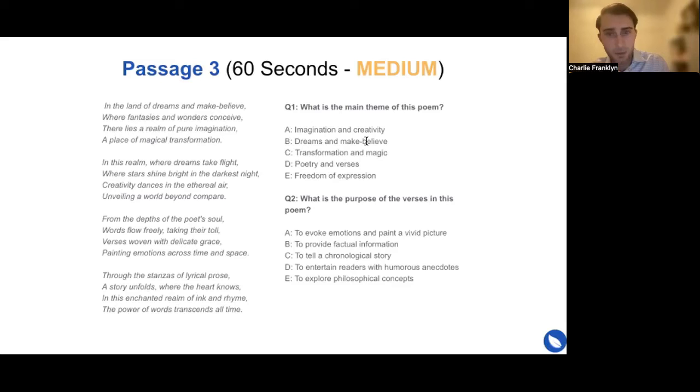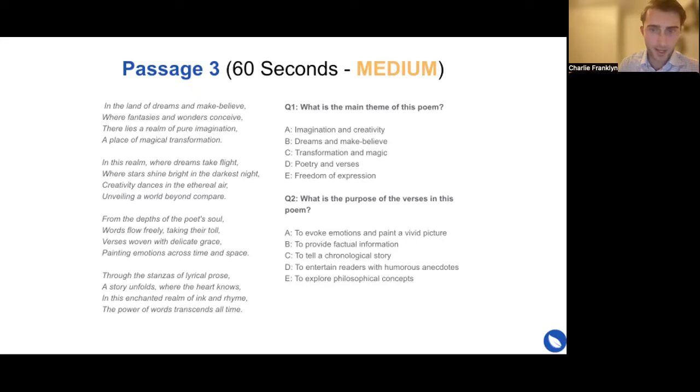A, dreams and make-believe. That would make me think it's a bit more mystical. Doesn't really hint on the fact that this is all about writing, poetry, transformation and magic. Again, that's not really the essence of poetry. Poetry and verses, it was a bit beyond just that. And freedom of expression, so I'd say it was A, which looks like a lot of students went with.